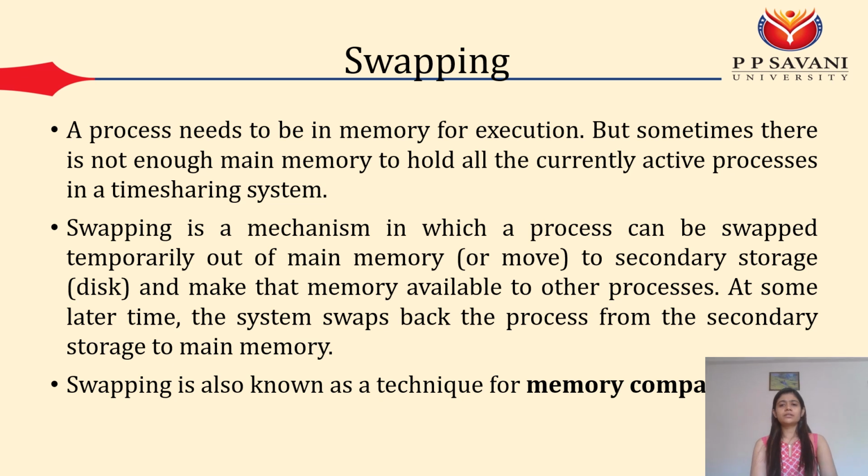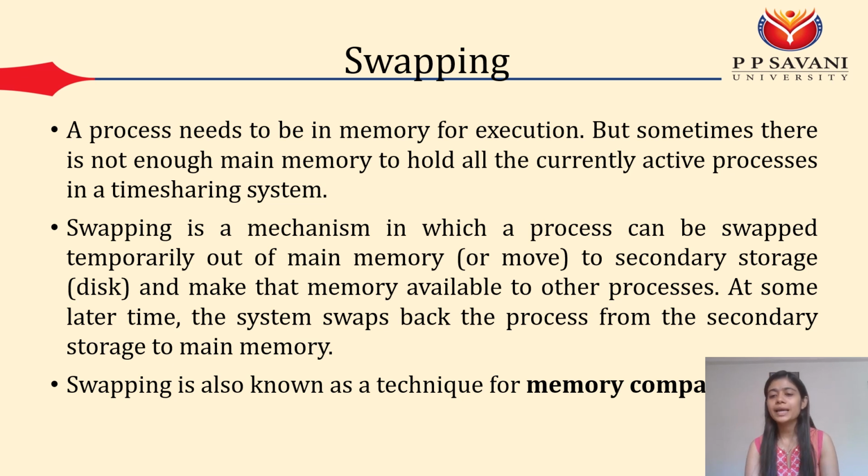After that, the next topic we are going to learn is called swapping. So what is swapping? Swapping is a mechanism in which a process can be swapped temporarily out of main memory to secondary memory, making that memory available to other processes. At a later time, the system swaps those processes back from secondary storage to main memory. Swapping is also known as a technique for memory compaction.